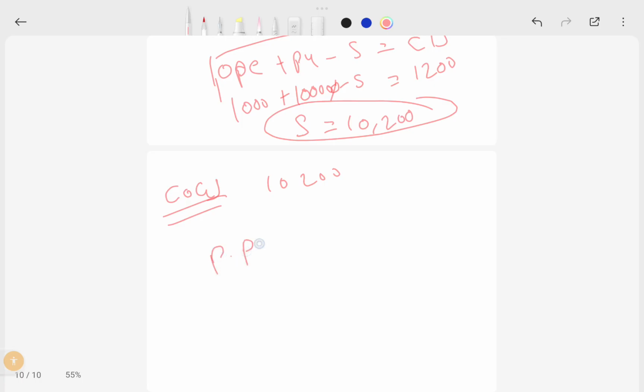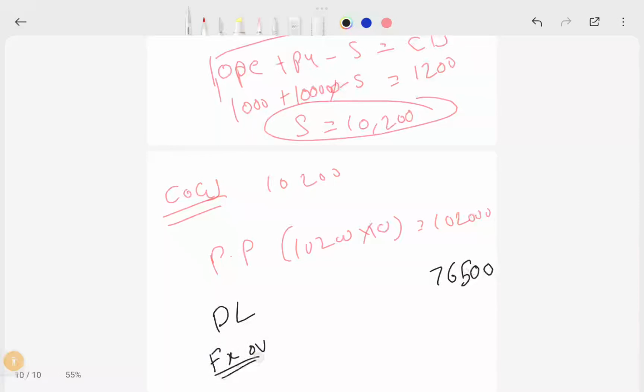The purchase price: 10,200 multiplied by 10 rupees each, because 10,000 and all, right? So 1 lakh 2,000 is your purchase price. And then direct labor. In the question they have only given direct labor, that is 76,500. And then they have given fixed overheads. You know the formula of fixed overheads. The cost is 75,000.